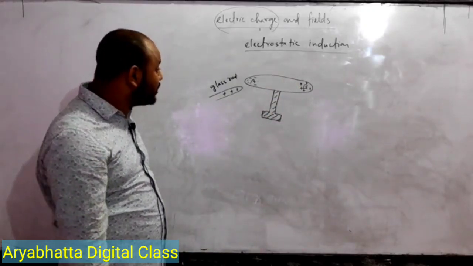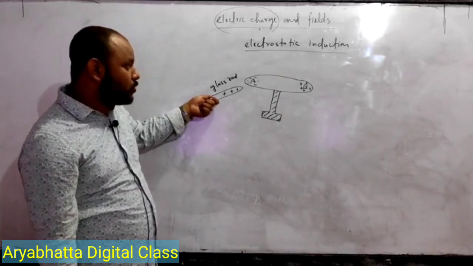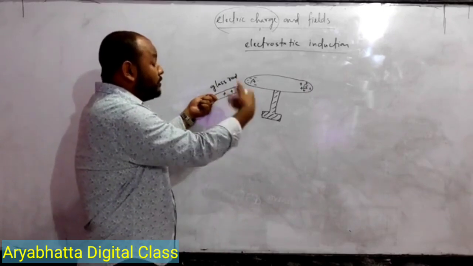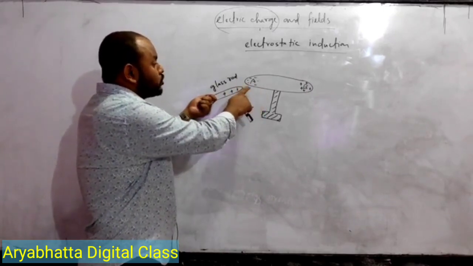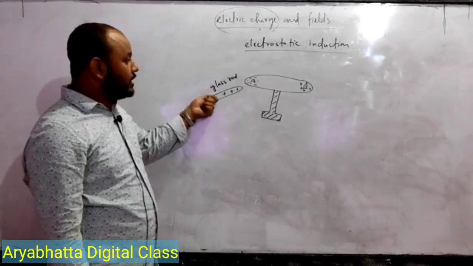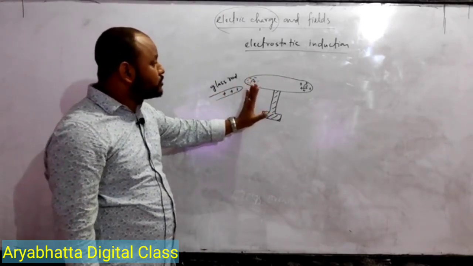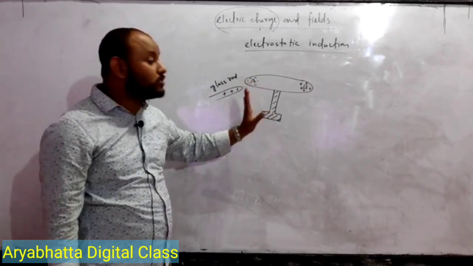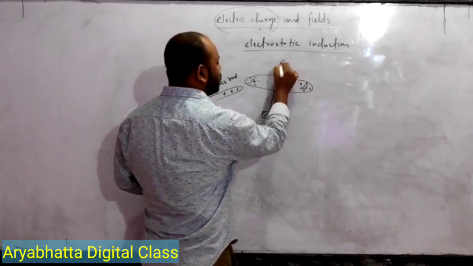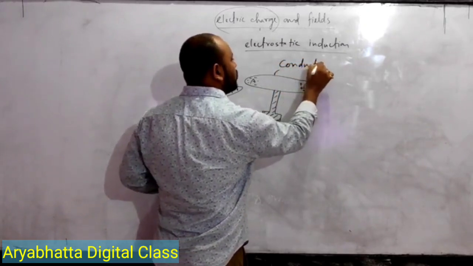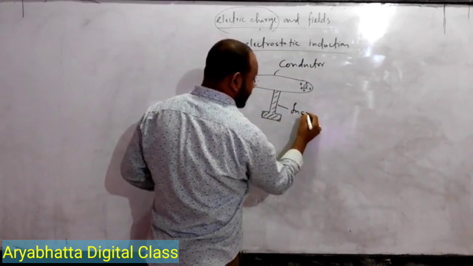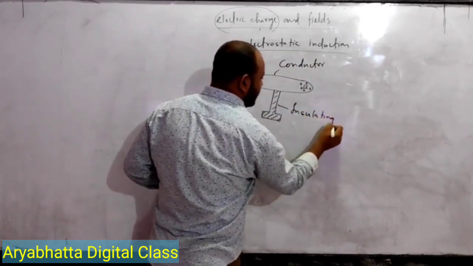And whenever you bring this glass rod near to the conductor, there will be polarization again. Opposite charge will develop at its closer end, and similar charge will develop at its further end. This is the electrostatic induction. This phenomenon is known as electrostatic induction. This is our conductor. AB is a conductor and this is our insulating stand.